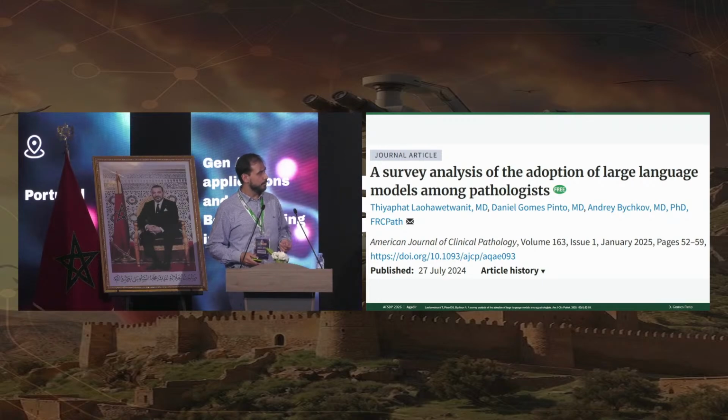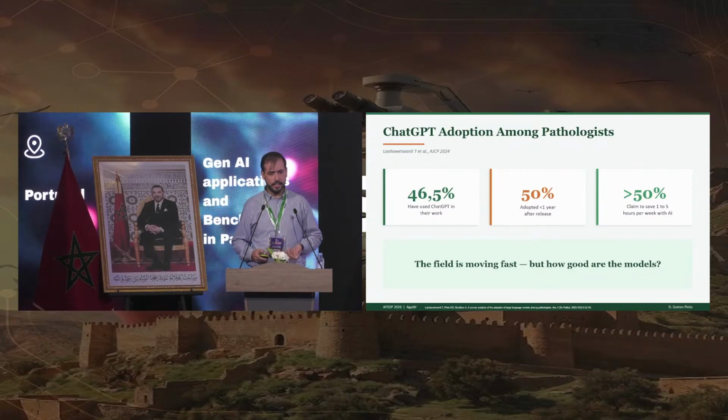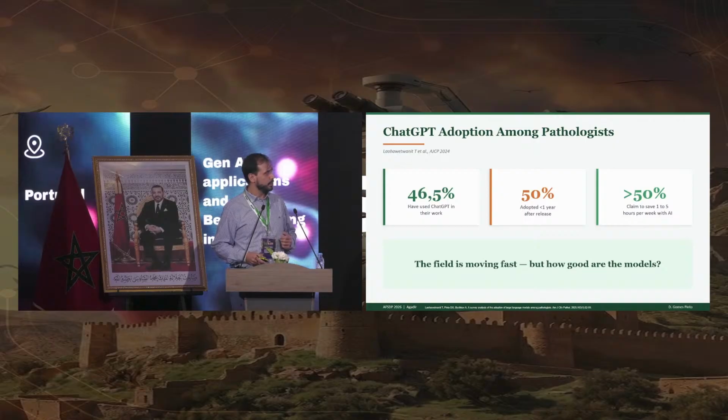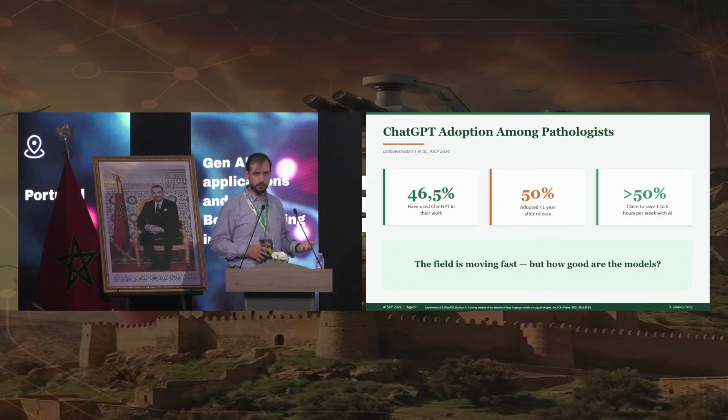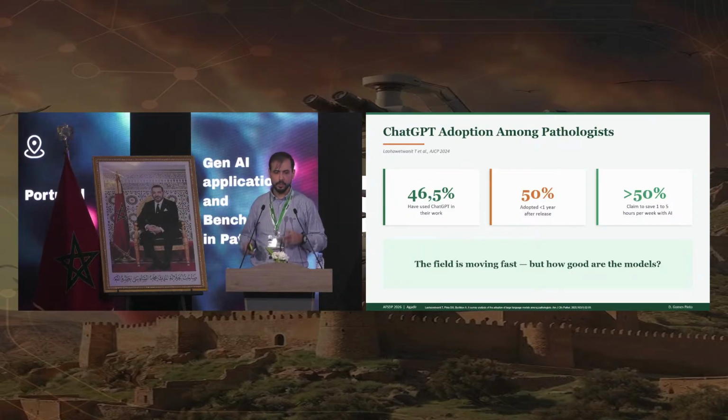We wondered, this was back in 2024, if pathologists were actually using these models or not. And we found that from our respondents, nearly 100 people using GPT, 46.5% were using ChatGPT for work. Around 50% had adopted it within 1 year of release. So this was a very new technology and people were already using it. And more than half of the cohort claimed to have saved between 1 and 5 hours of work per week using these tools. So the field is moving fast. People are using the models, including for work.